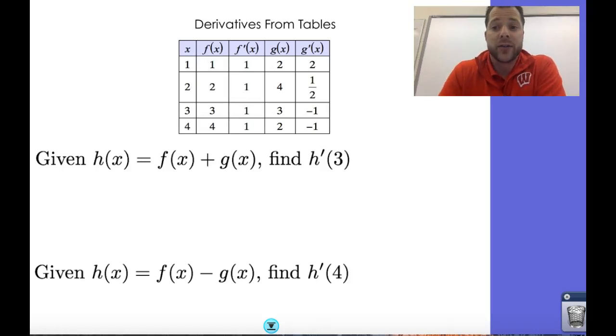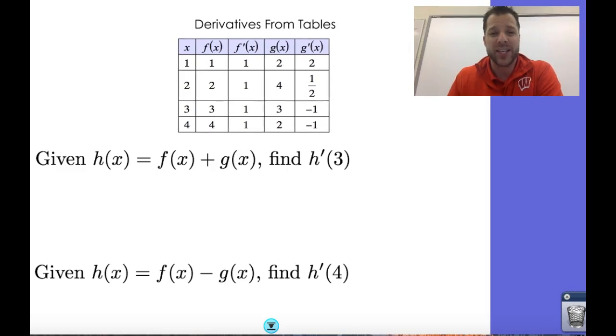Everybody, hopefully this works. So welcome to Derivatives from Tables. This is Nicholas JMV, or if you're my students, Mr. Bennett. So when you take a derivative from a table, we're actually going to apply all the same rules that we normally do, but we just get our values from a table.